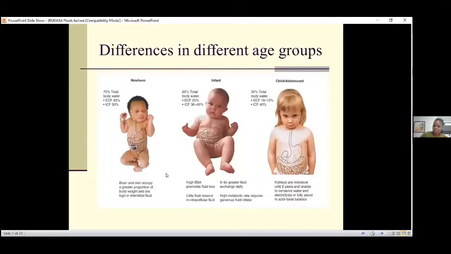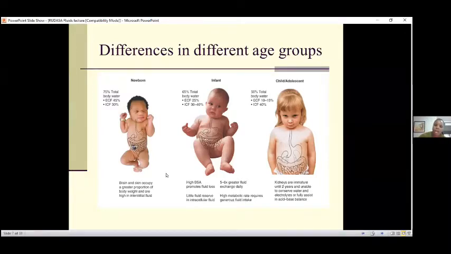Then, as I have already mentioned, different age groups are taken care of differently, because their total body water is not the same. If you're looking at the first picture from your left, it's a newborn, which has about 75% total body water, and the extracellular fluid compartment is 45%, and the intracellular is 30%. As we proceed to the next picture, the brain and the skin occupy a greater proportion of body weight and are high in interstitial fluid. But as compared to a newborn, as you can see now, the water content is a bit lower, which is 65%, having 25% extracellular and then 30 to 40% intracellular fluid.